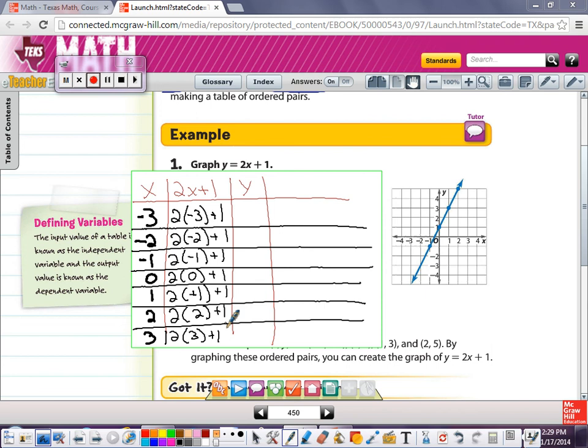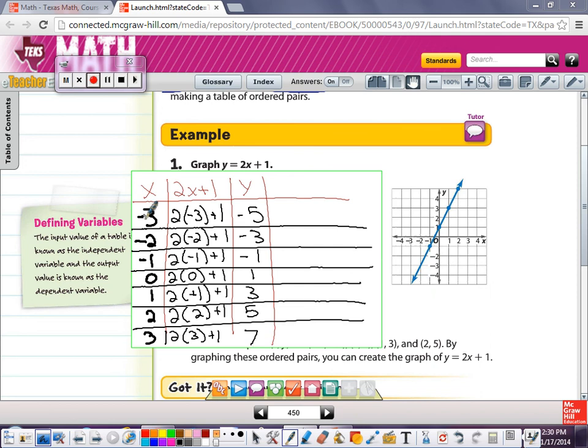So now you follow PEMDAS. 2 times negative 3 is a negative 6. Plus 1 step in the positive direction, that's a negative 5. 2 times negative 2 is a negative 4. Plus 1 step in the positive direction, that's a negative 3. 2 times negative 1 is negative 2. Plus 1 step in the positive direction, that's a negative 1. 2 times 0 is 0. Plus 1 is 1. 2 times 1 is 2. Plus 1 more is 3. 2 times 2 is 4. Plus 1 is 5. 2 times 3 is 6, plus 1 is 7.